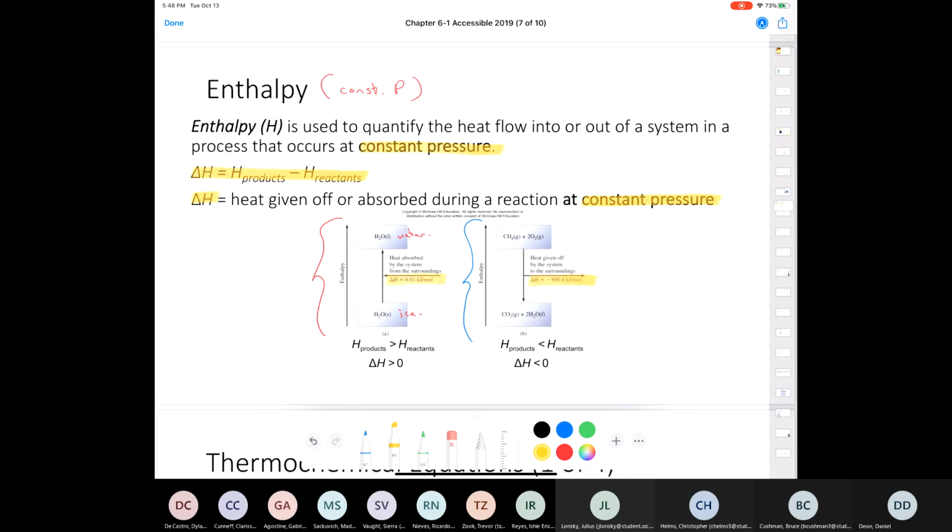It's negative 890.4 kilojoules per mole. And so our change in enthalpy is a negative number. It's less than zero, right? So again, this is an exothermic process. And over here we have an endothermic process.